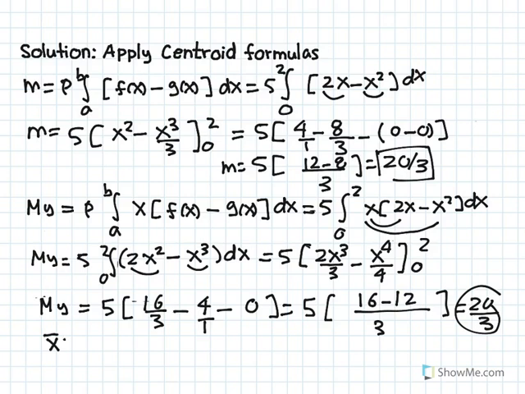So x bar is equal to the moment with respect to the y-axis divided by the mass. This is equal to 20 over 3 divided by 20 over 3. And of course, the answer is 1. This is the x-coordinate of the center of mass. Now we need to find the y-coordinate of the center of mass.